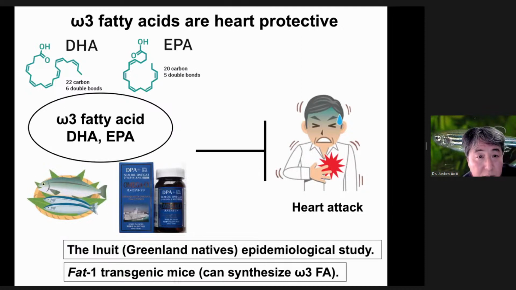As many of you know, omega-3 fatty acid or N3 fatty acid, such as DHA and EPA, is well known for its role in heart protection. The Inuit epidemiology study or Fat1 transgenic mice study suggests that omega-3 fatty acid has a role in protecting the heart from heart attack.